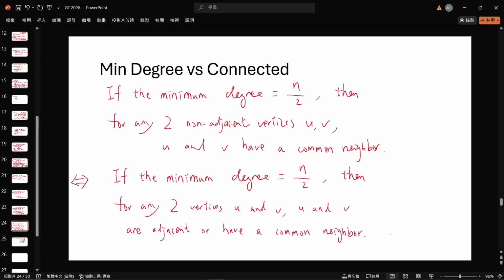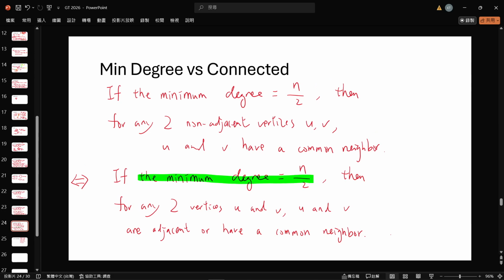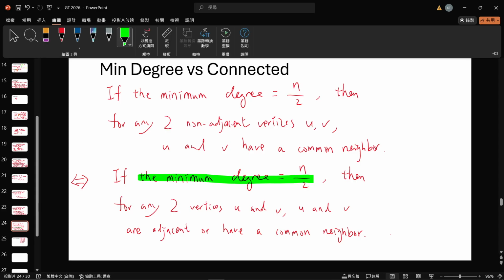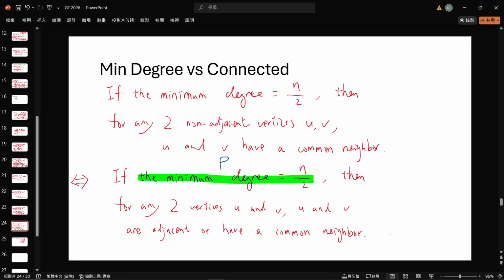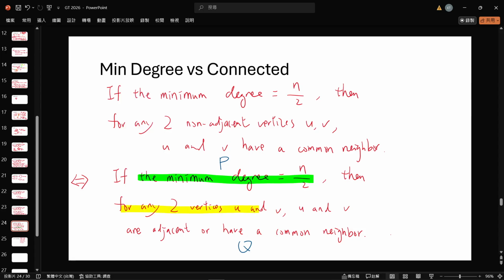So for this statement, what is P? This is P, and this is Q. Now, according to our strategy, we're going to prove this by contradiction. So we're going to assume P is still true: the minimum degree is still n over 2, but now Q is wrong. So now we have to find the negation of Q. What's the negation of Q?